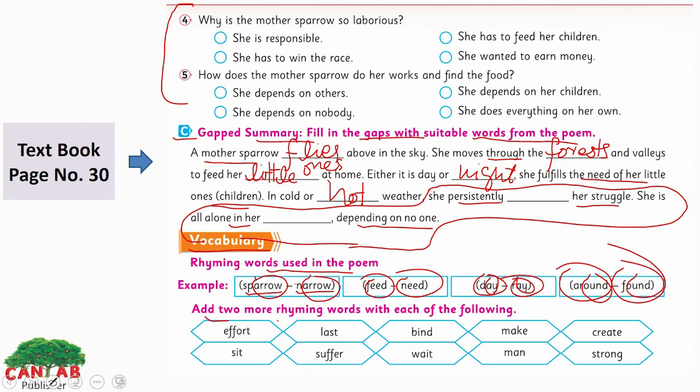Add two more rhyming words with each of the following. अब आपने क्या करना है, यहाँ पर हमें वर्ड्स दिए गए हैं, 8 वर्ड्स हैं। आपने ऐसे वर्ड लिखने हैं जो बिल्कुल ऑलमोस्ट सेम साउंड करते हो एट द एंड। फॉर एग्जाम्पल, वेट, कैट, मैन, लास्ट, blast. You can add your own rhyming words. It's a fun activity. You have to do it yourself. This is also your home task.